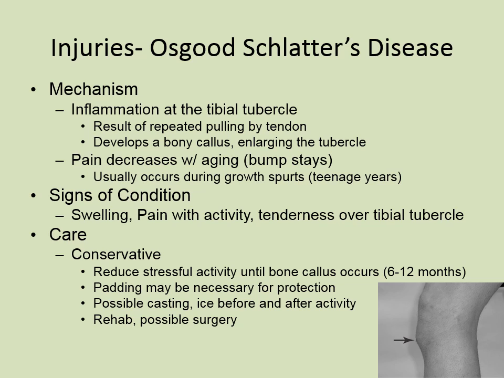Again, this usually occurs during growth spurts, so it's common in the 12 to 13-year-old range, all the way up through 16, but it can happen as early as 10. I've had college age athletes who are still going through a growth spurt, and they got this. Our signs of the condition are swelling, pain with activity, and tenderness over the tibial tubercle.